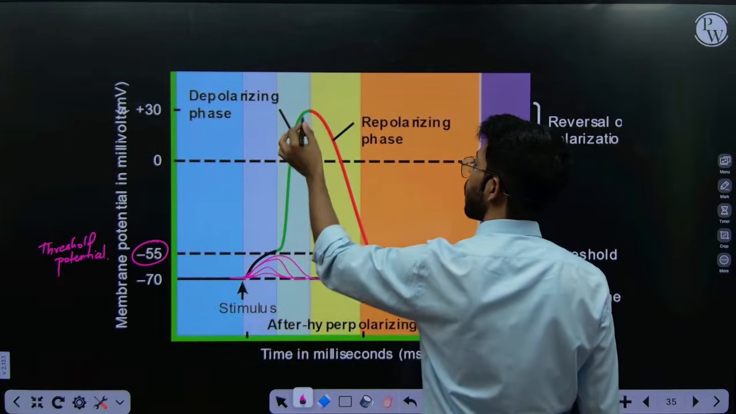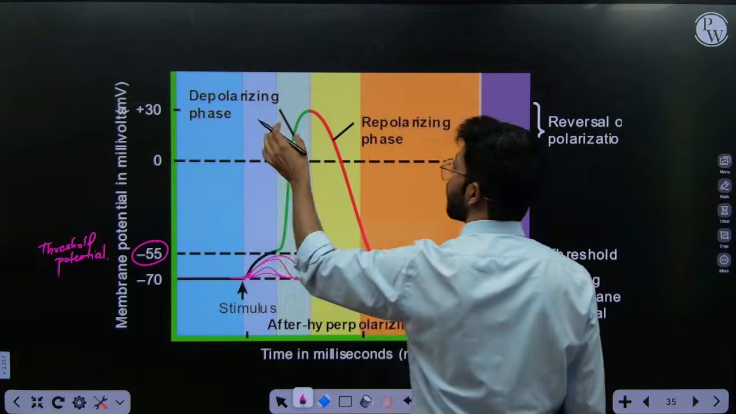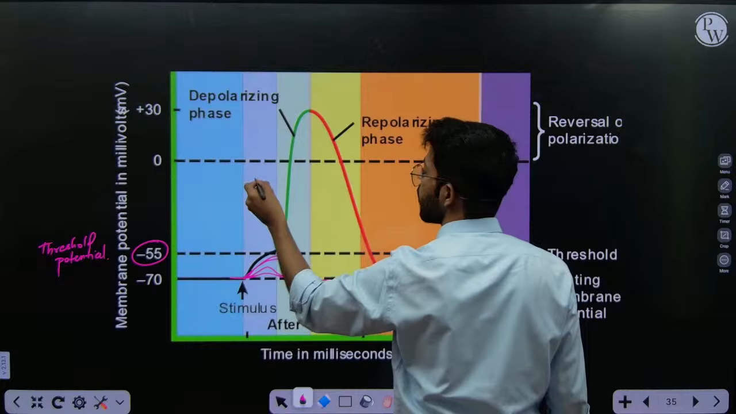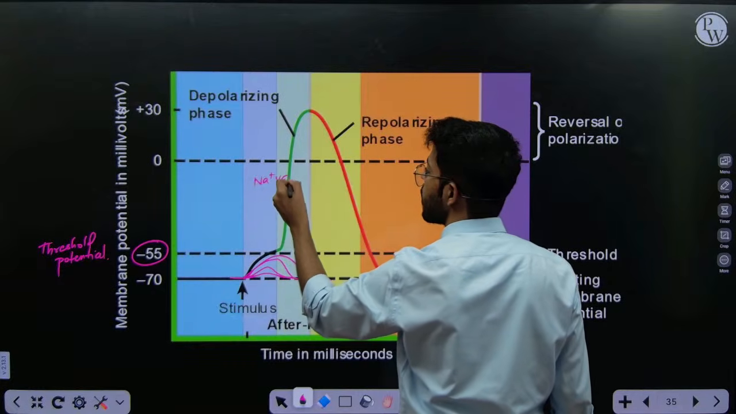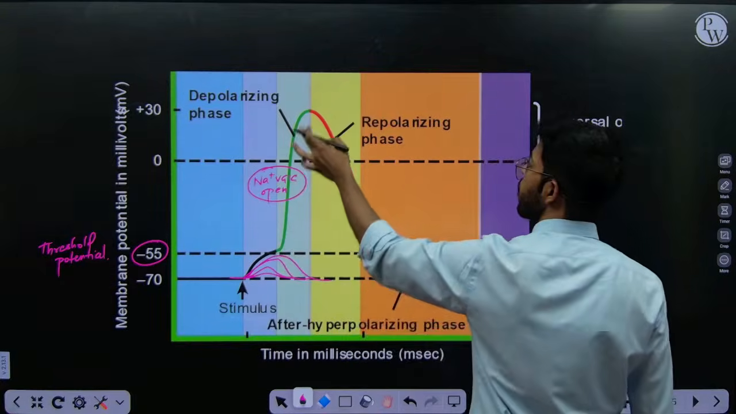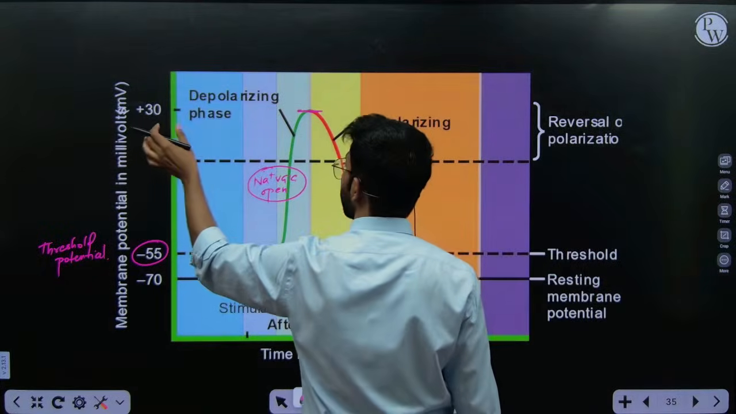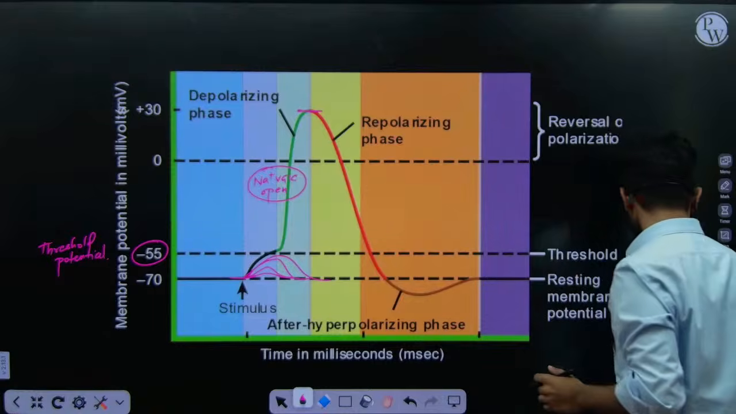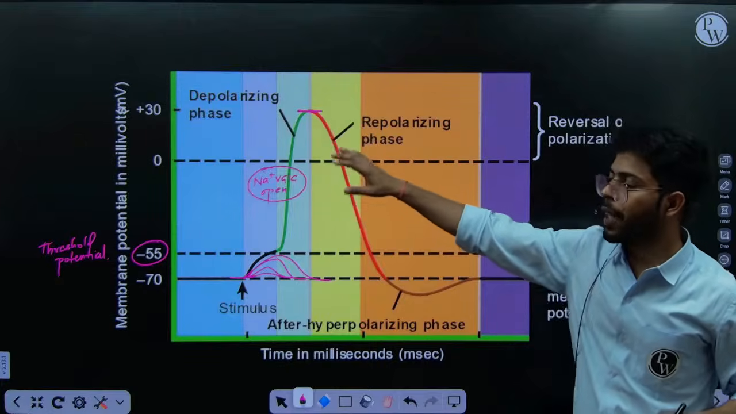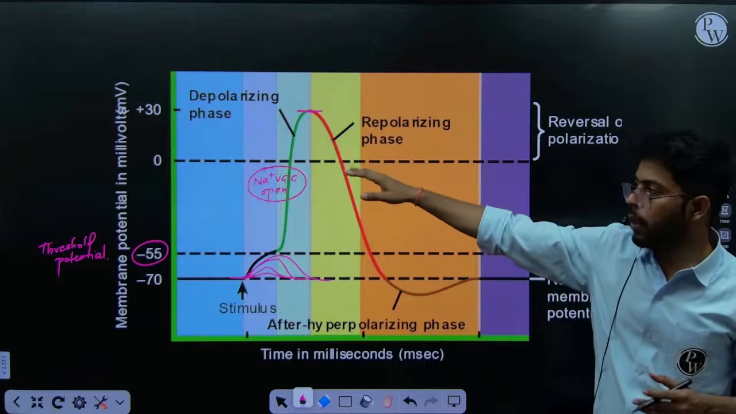This is the overshoot of this phase, and it is considered the depolarizing phase. In this, the sodium ion VGICs are open. This green line shows the depolarizing phase, and it reaches up to plus 30. So in the depolarizing stage, the action potential or nerve impulse is generated, so it can pass from one place to another.